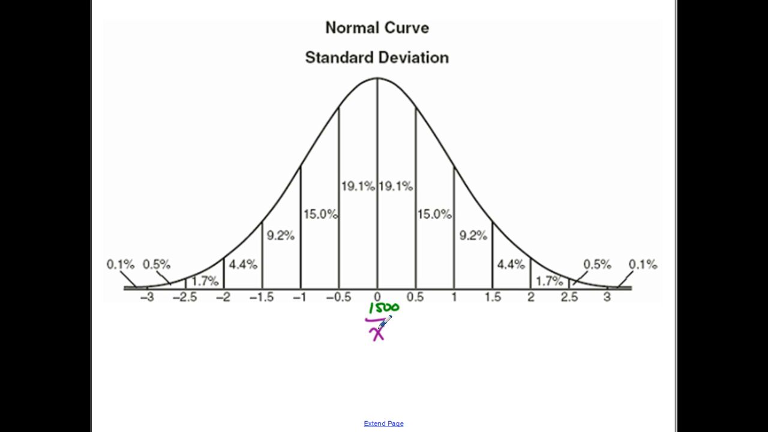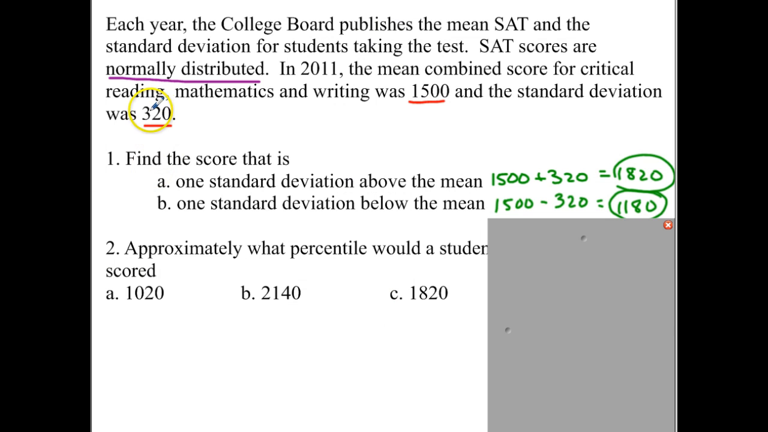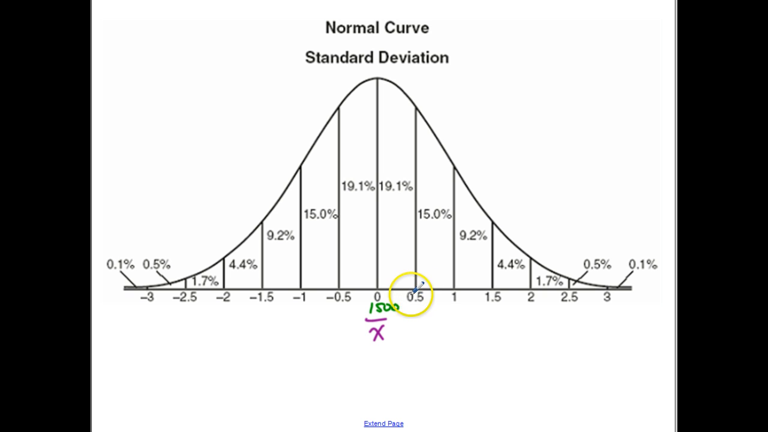Okay. Next, this is going by half standard deviation, so we're going to have to take our standard deviation and divide it in half. If I take 320 and divide by 2, I get 160, right? So we're going to add 160, that'll be half a standard deviation above, and I'm going to subtract 160, that would be a half standard deviation below. All right, I get these values, 1660 and 1340.